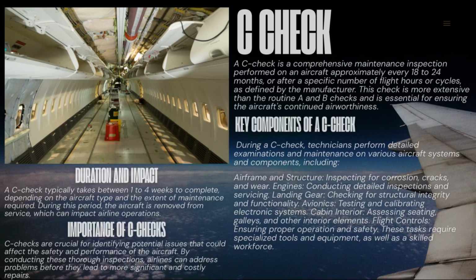A C-check is a comprehensive maintenance inspection for aircraft, conducted every 18 to 24 months or after a specific number of flight hours or cycles. This involves detailed examinations and maintenance of various aircraft systems including airframe, engines, landing gear, avionics, cabin interior, and flight controls. The importance of the C-check is that it is essential for ensuring aircraft airworthiness by identifying and addressing potential issues before they escalate to major problems.